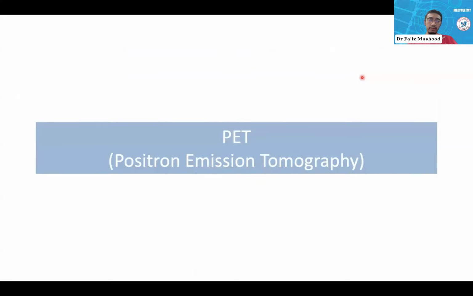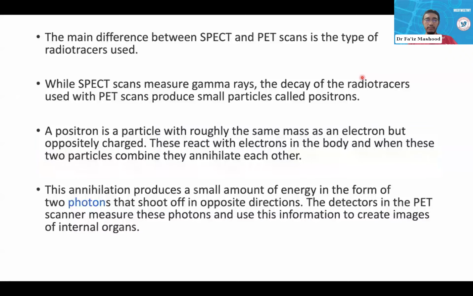So for next, we are going to talk about PET scan. So PET scan is a positron emission tomography, right? So why positron? Again, it has to do with the radioactive tracer agent as well. So the main difference between SPECT and PET scan is the types of radioactive tracers that they use. The positron is a particle used in the radioactive tracers.